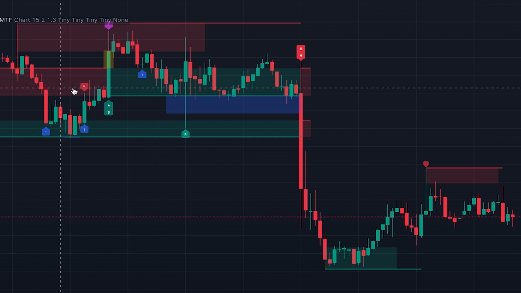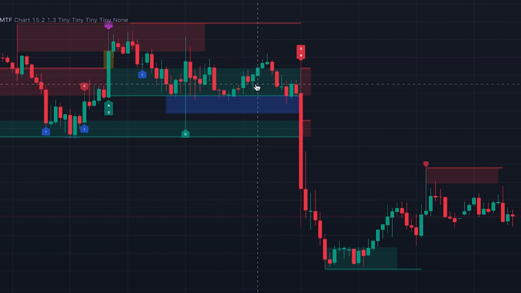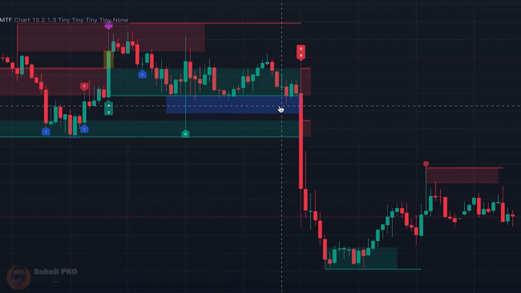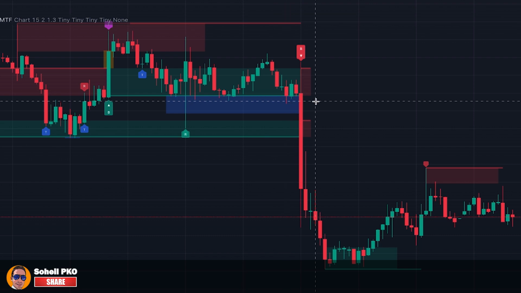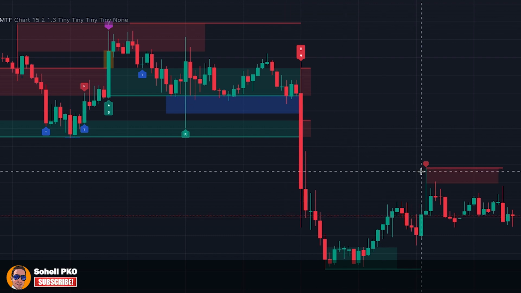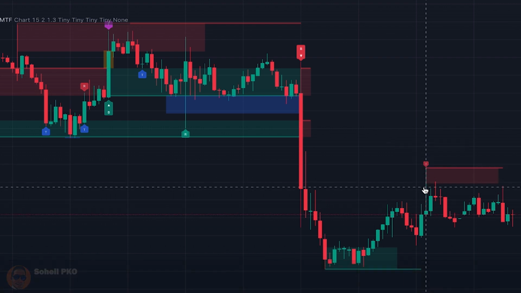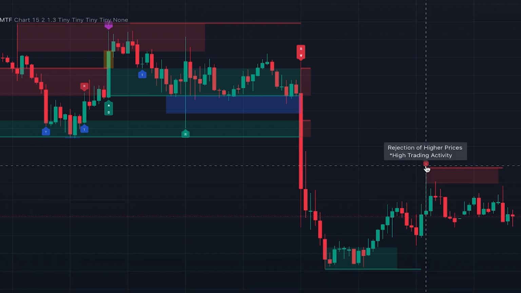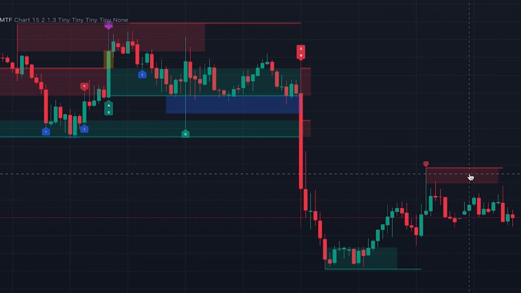Please pay attention that when a resistance zone is broken, we get a yellow zone like this, or when a support zone is broken, we get a blue zone like this, which actually shows possible manipulation zone, which are significant levels probably interesting to large and institutional traders. We have also these smaller labels which show rejection of prices. For example, here it shows rejection of higher prices with high trading activity, and so a significant zone here to act as a resistance zone.